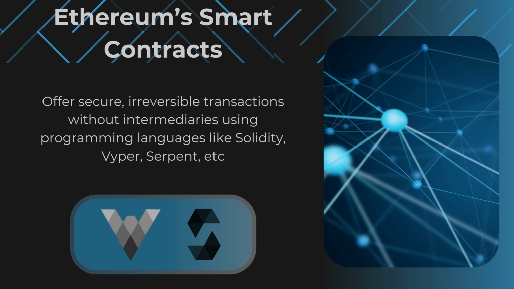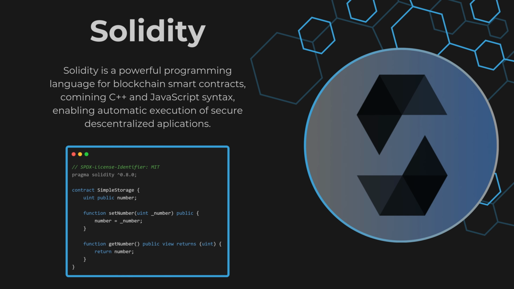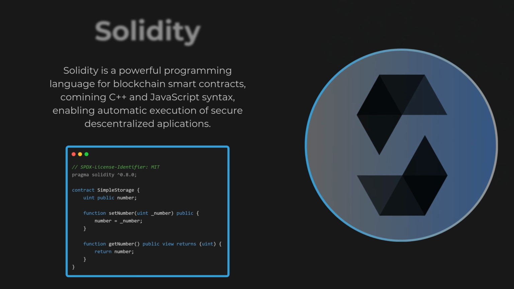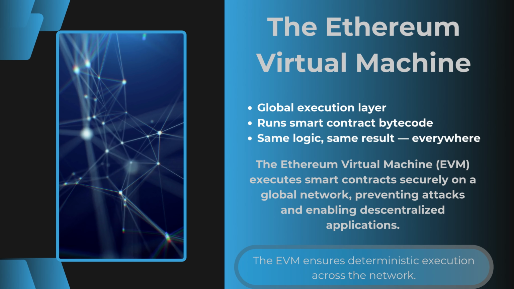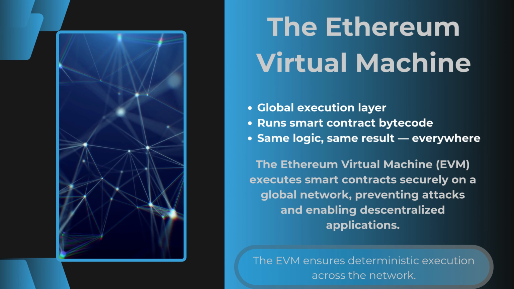Most smart contracts today are written in Solidity, a programming language designed specifically for blockchain development. Its syntax is similar to C++ and JavaScript, making it approachable for many developers. With Solidity, developers can define state variables, functions, and business logic that execute automatically on-chain, forming the foundation of decentralized applications, or dApps. Smart contracts are compiled into bytecode and executed by the Ethereum Virtual Machine, or EVM.